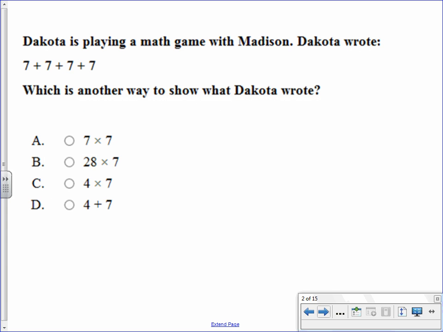Second one, Dakota is playing a math game with Madison. Dakota wrote 7 plus 7 plus 7 plus 7. So use the strategy from the last problem and apply it to this one, which is another way to show what Dakota wrote. Joanna. Great. So remember, every time we're adding the same number over and over, repeated addition, we are actually multiplying.